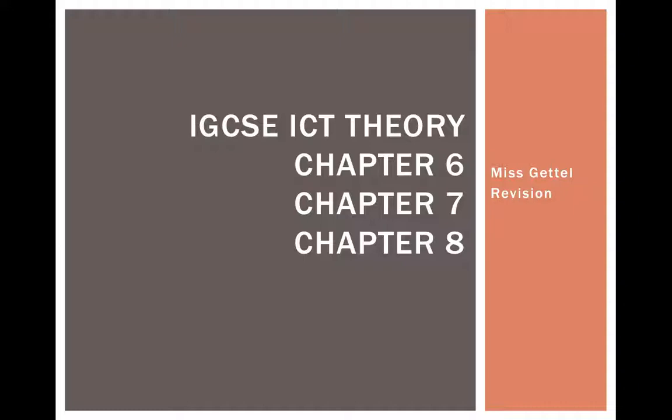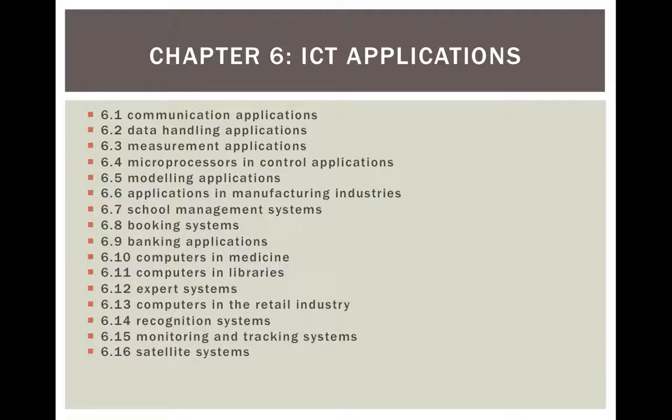So let's start with chapter 6, which is applications. Now there are 16 different areas of this, so I'm not going to go through all of them. Many of them you'll be very confident with anyway, but let's just have a look through and check what we understand of these. So in applications, the 6.1 communication applications, that can be anything from emails and instant messaging to software to produce flyers and posters or presentation software and things like that.